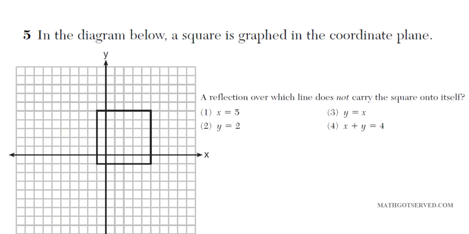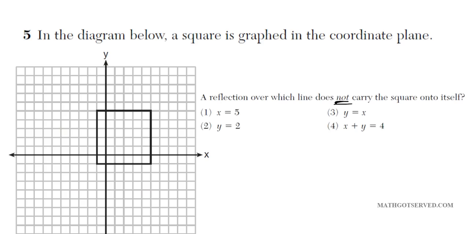All right, let's take a look at problem number 5. It says, in the diagram below, a square is graphed in the coordinate plane. So we have the square right here on the coordinate plane. The question is, a reflection over which line does not, remember not, carry the square onto itself?